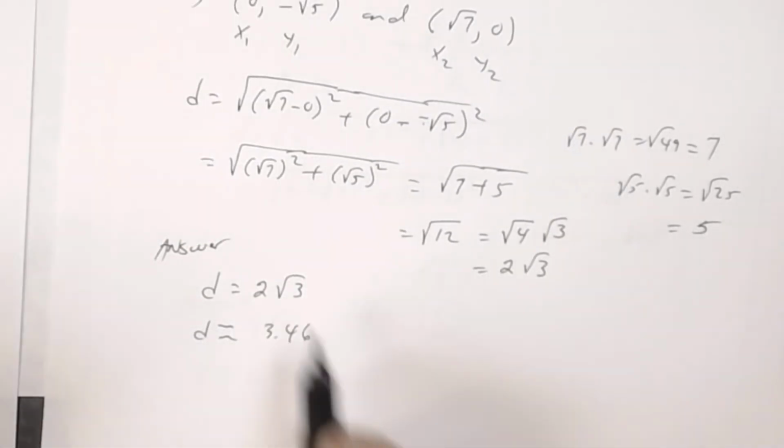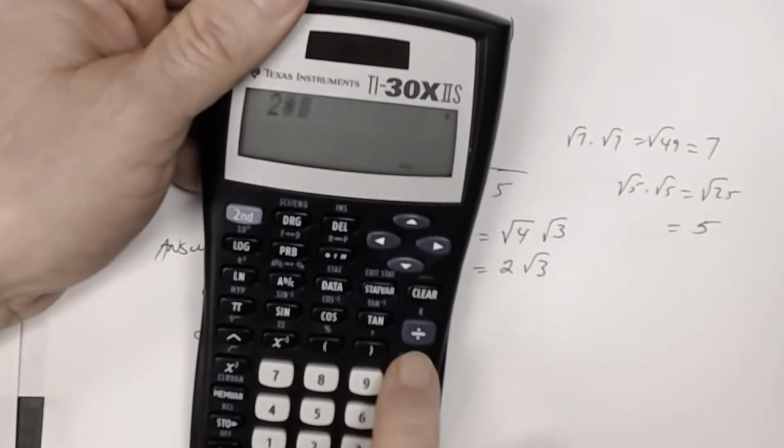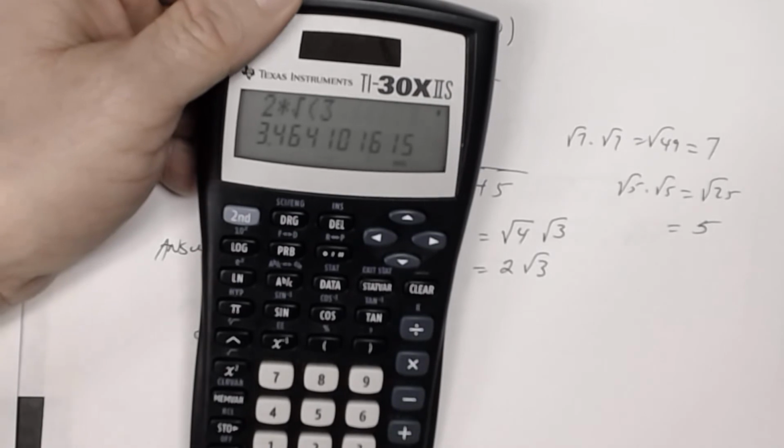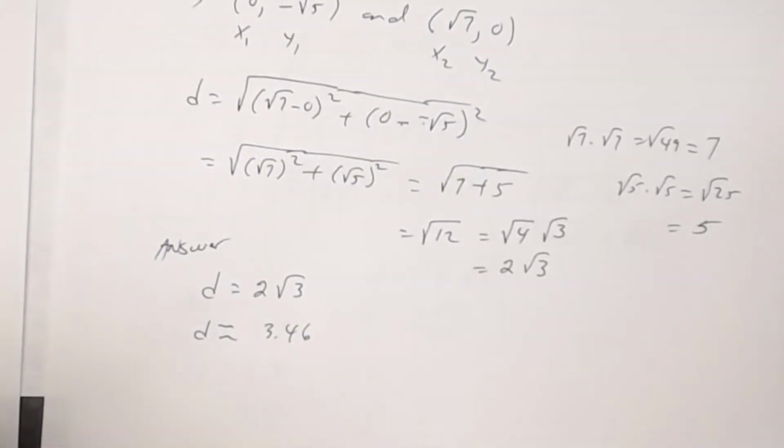So let's see if this is the same thing. 2 times the square root of 3, 3.46. Okay? All right, so that's number 5. Let's look at number 6.